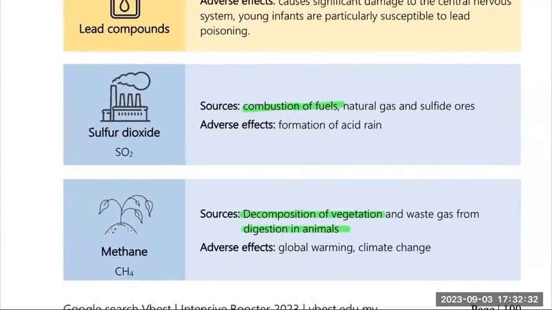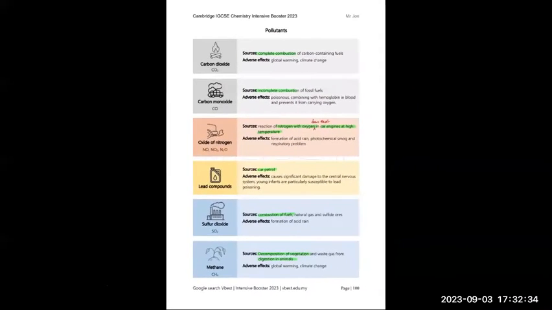So in total, you learn 6 pollutants. The exam will ask about these pollutants, they will randomly pick, and you must know how to describe the source and how to describe the adverse effect.